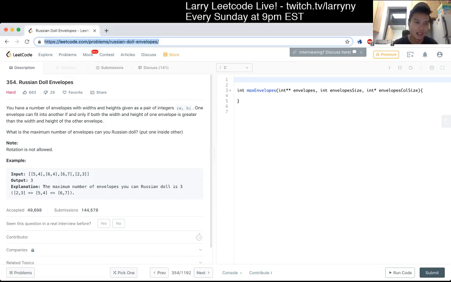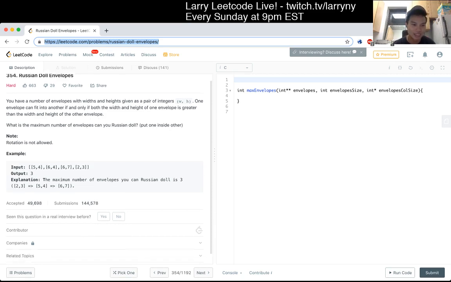Okay. 354, Russian doll envelopes. You have a number of envelopes with width and height given as pair of integers, W H. One envelope can fit into another if and only if both the width and height of one envelope is greater than the width and height of the other envelope. What is the maximum number of envelopes you can Russian doll? Rotation is not allowed. Okay.